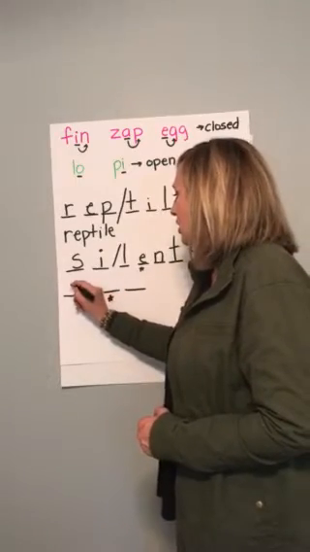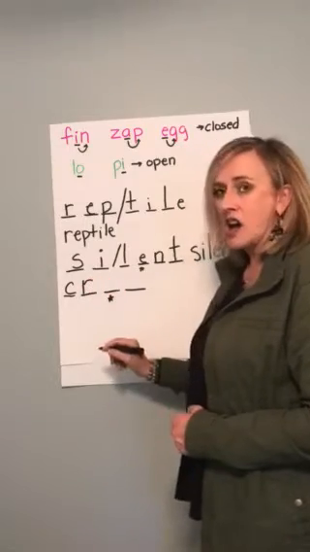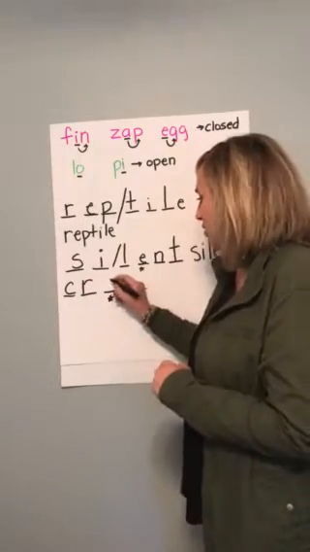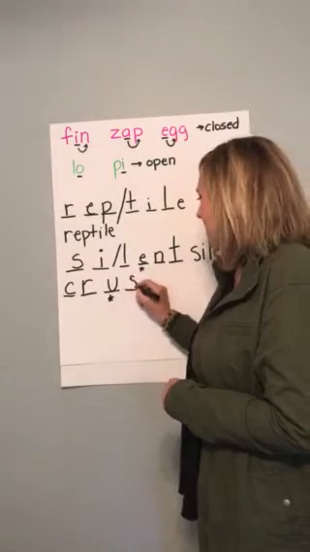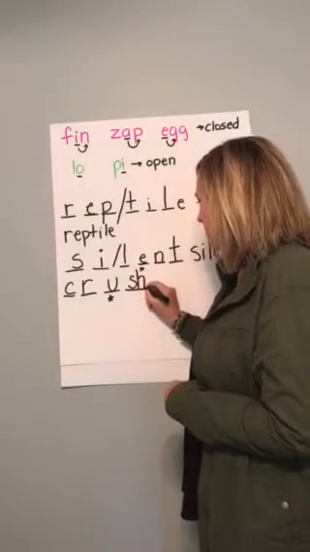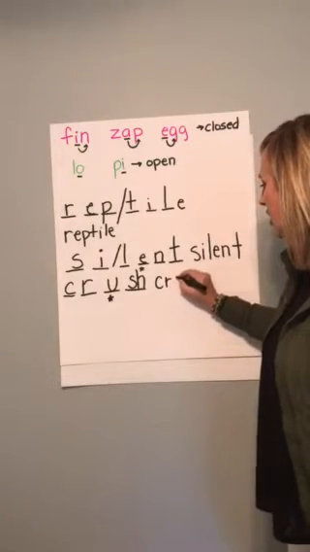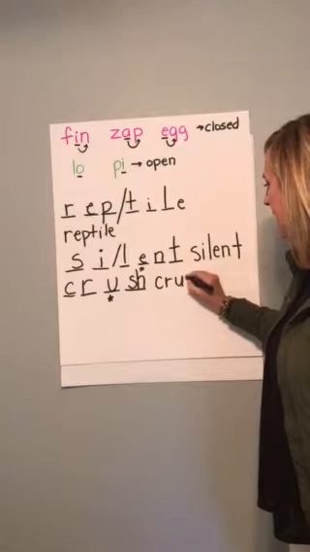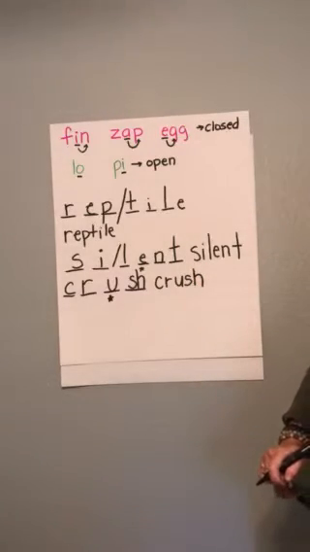K, R, is made with a U. Sh, S-H. So we should spell the word crush, C-R-U-S-H. Check your spelling.